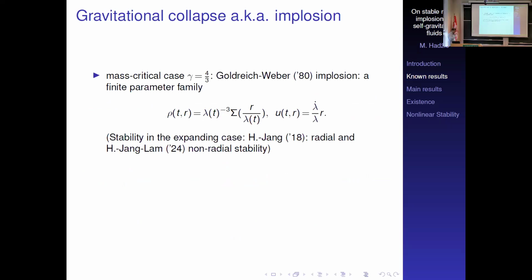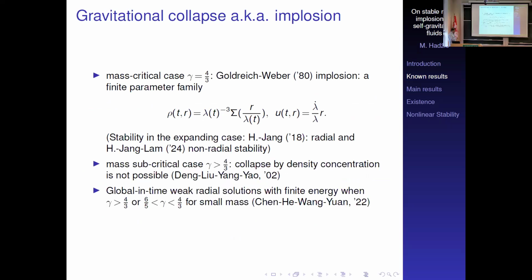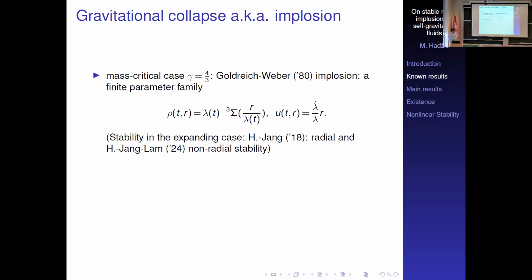So this being sort of an overview talk, I want to say something about the literature. So in the mass critical case, critical things can happen. And as Eli pointed out, you can entertain a separation of variables ansatz, which ends up working out. And this goes back to this astrophysics paper of Goldreich and Weber from 1980.